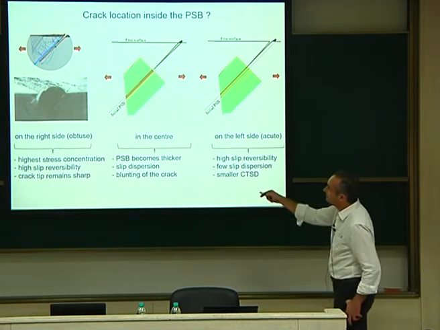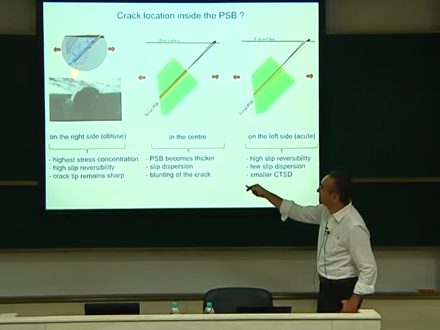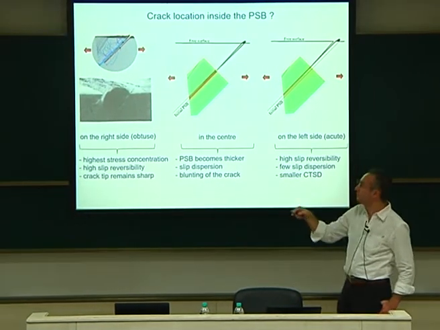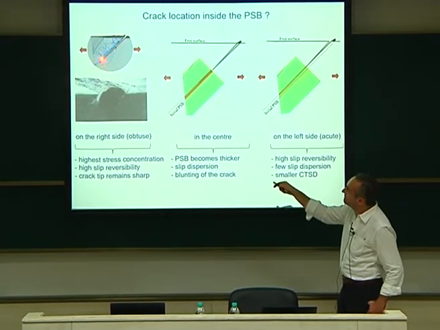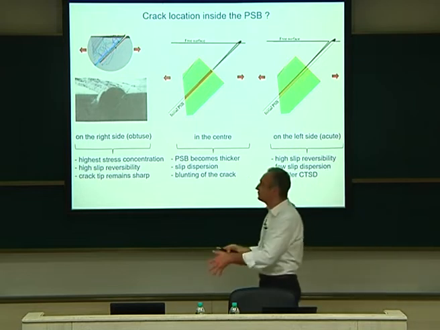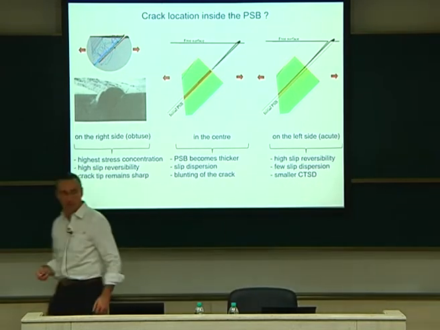So if we put it on the right, we saw that you have high stress concentration, high slip reversibility, as I showed before, and the crack tip remains sharp. So it means that it is possible for the crack to advance very easily in that configuration.